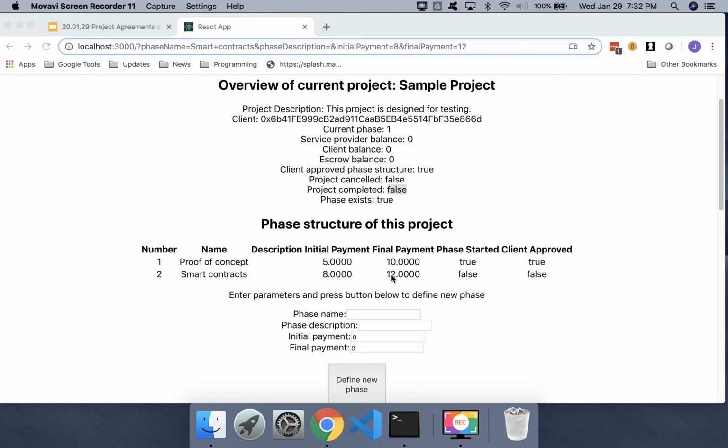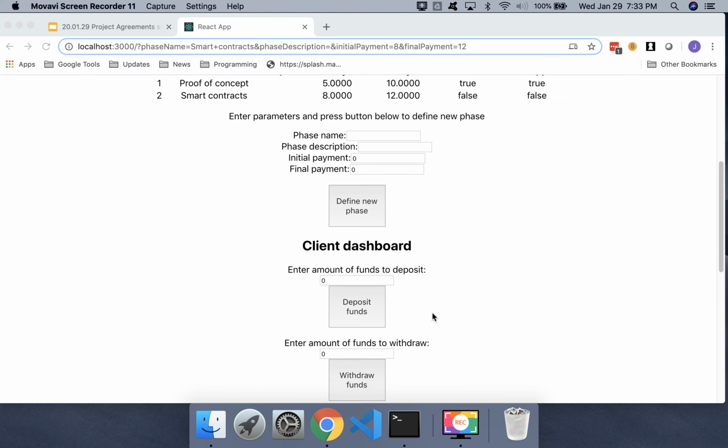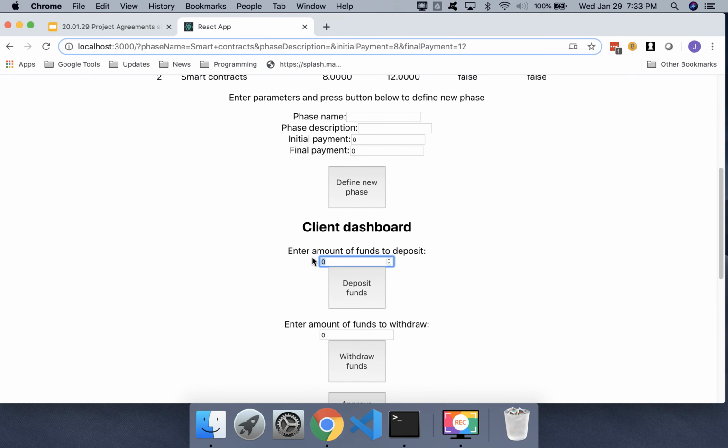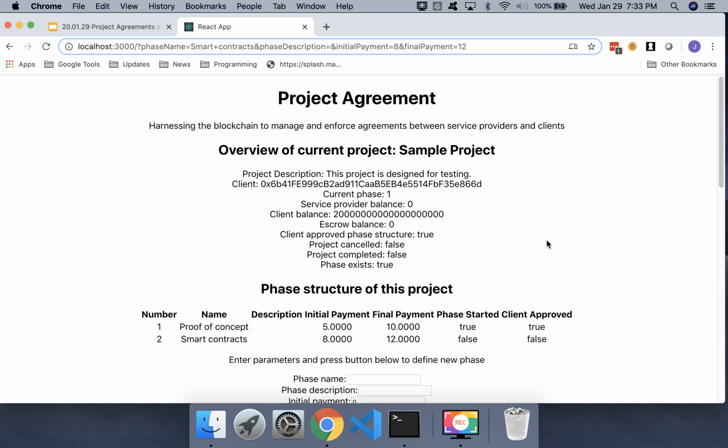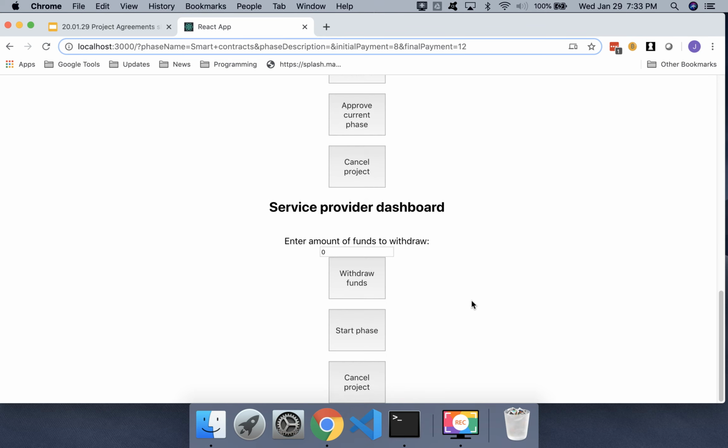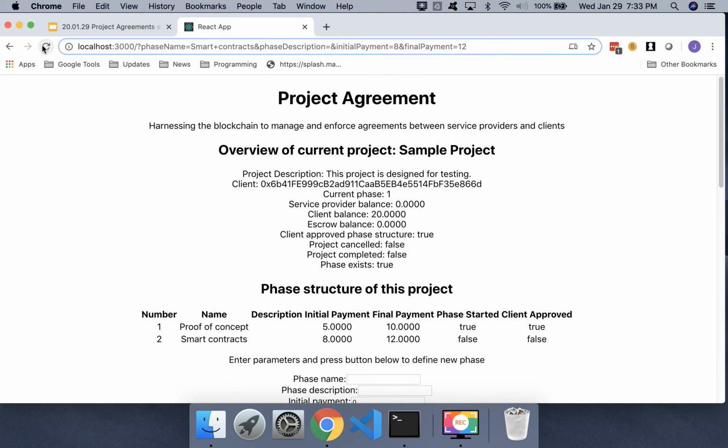Now let's look at the second phase. You can see the total payment for the initial and final payment is 20 ETH. So the client will deposit 20 ETH to start the second phase. Now we have the update: the client balance is 20 ETH. So the service provider can now start that phase. Service provider started, so now we see that 20 ETH moves from the client account into the escrow account.